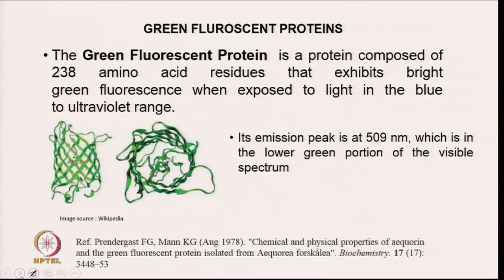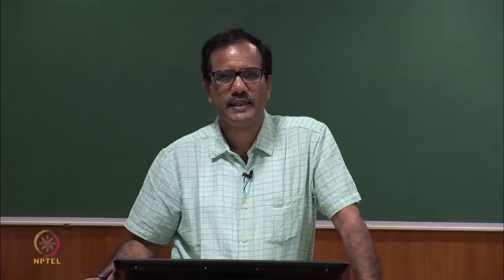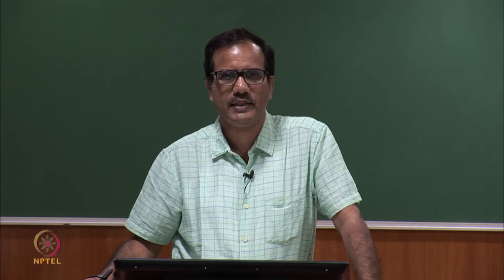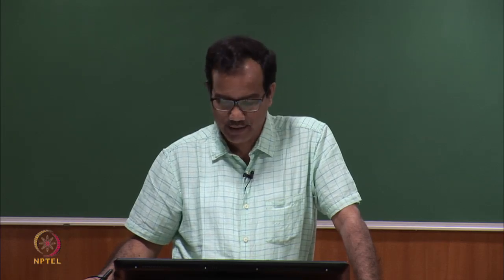Some of the tissues can be seen with autofluorescence, but some applications need the use of what is known as green fluorescent proteins. So, let me first discuss green fluorescent proteins, and then I will discuss how they can be used for various applications. Green fluorescent protein is a protein which has 238 amino acid residues, and it exhibits bright green fluorescence when exposed to light in the blue to ultraviolet range.